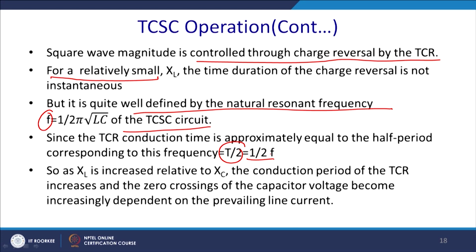So, we can choose the value of the XL. If the value of XL is increased relative to the XC, the conduction period of the TCR increases, and what happens then? The zero crossing of the capacitor voltage becomes increasingly dependent on the prevailing line current. So, this is the consideration.